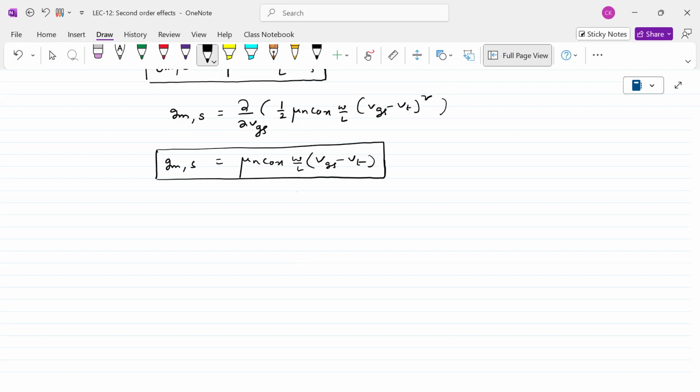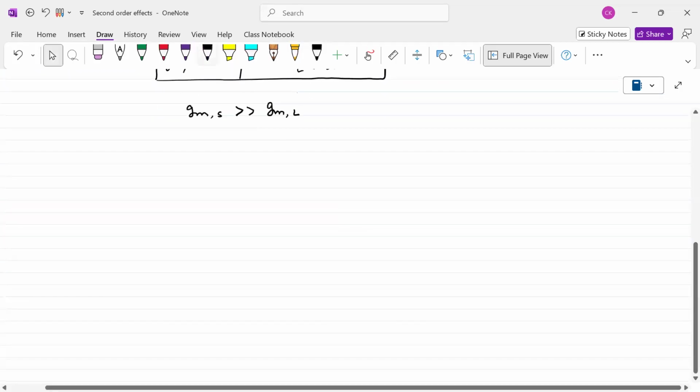So we concluded that the gm in the saturation region is much greater than gm in the linear region. Sometimes the gm is also called a gain. What is this gain? It is actually the transconductance gain. That means gm can be written in this way.